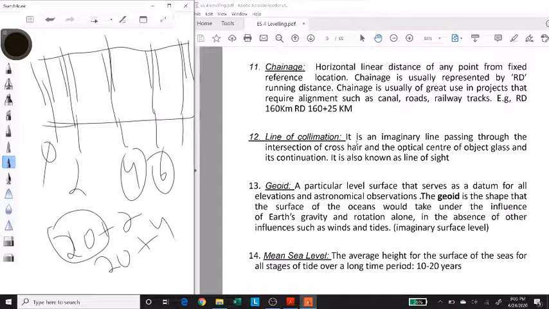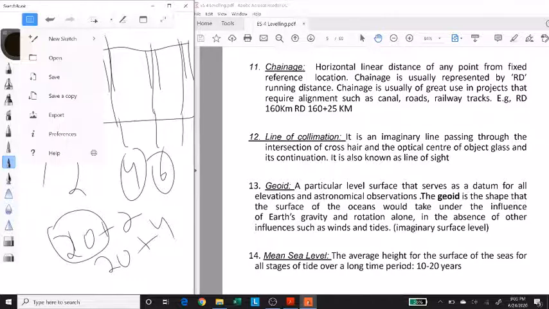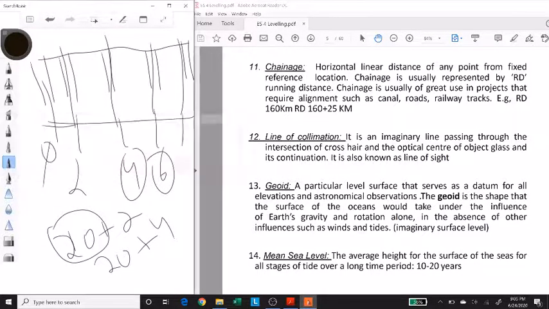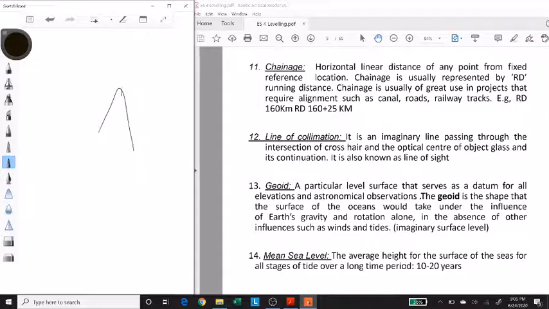But this line of sight is basically what we have been talking about all along. So when you set up your instrument, what you see from it, that imaginary line, which is your line of sight, is called the line of collimation. So it is an imaginary line that remains horizontal.